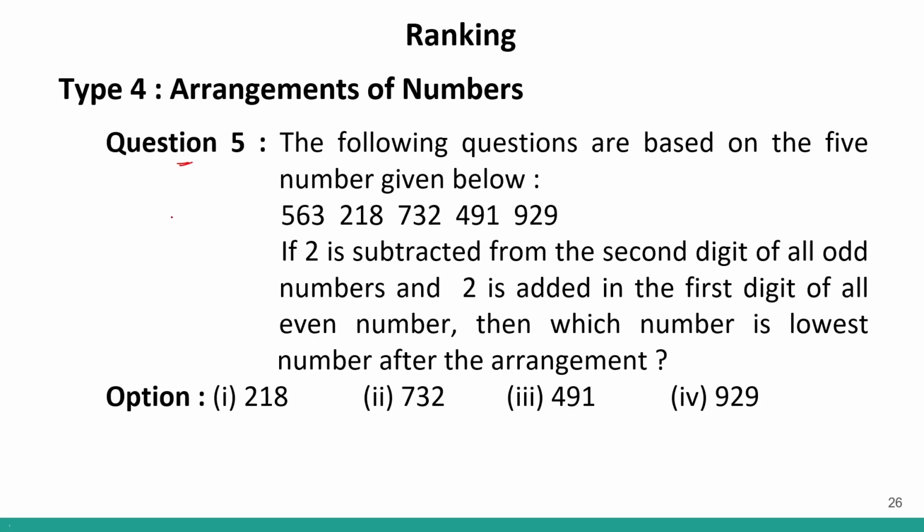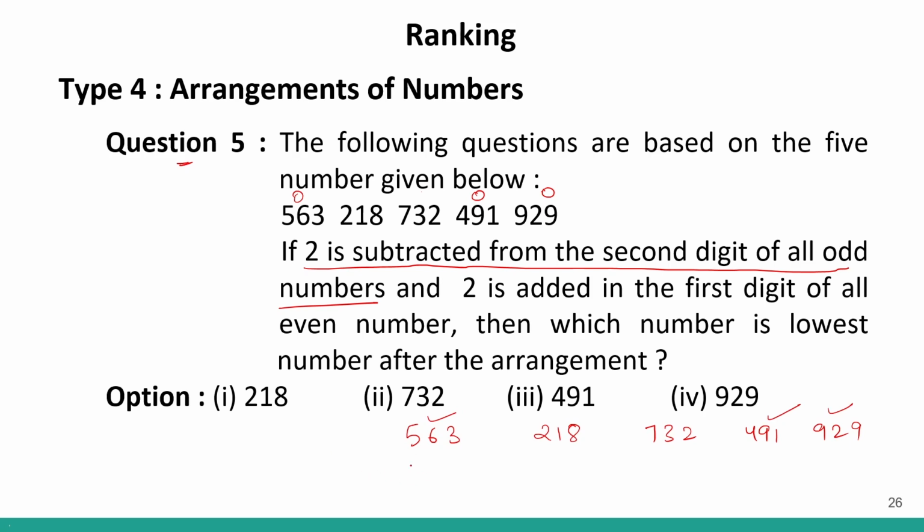Now, question number 5. Question number 5 says that 2 is subtracted from the second digit of all odd numbers. So odd numbers means numbers that end with 1, 3, 5, 7 and 9. Correct? These are your odd numbers. So this is odd, this is odd and this is odd. We have 563, 218, 732, 491 and 929. So out of these 3, we are subtracting 2.